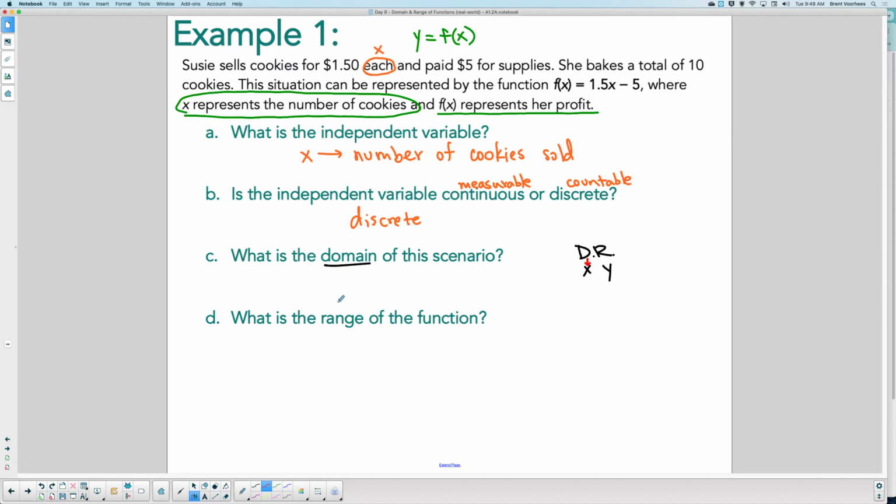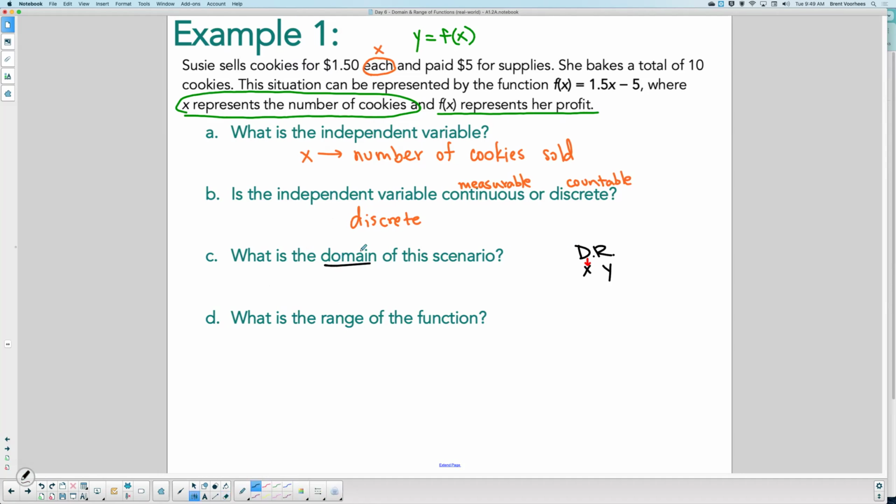What if you went fishing? What's the smallest number of fish you could ever catch? 0. There it is. 0. What if you're selling cookies? What's the smallest number you might ever sell? 0. The smallest we would ever sell is 0.